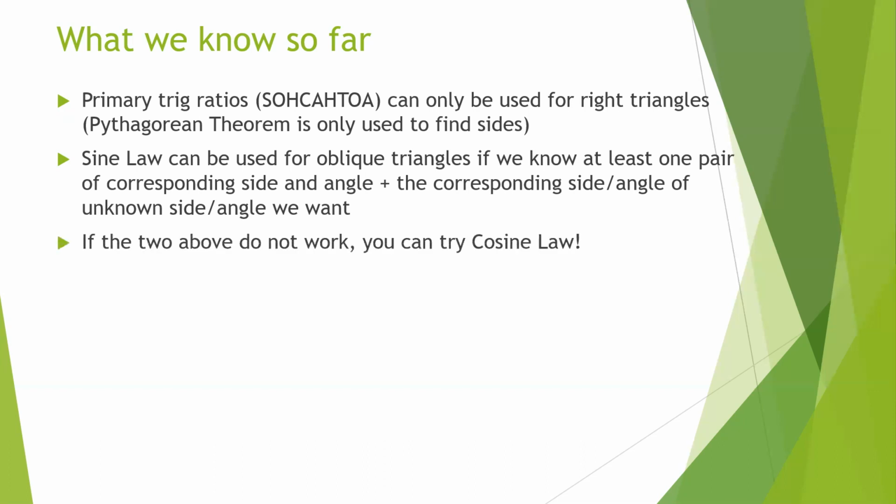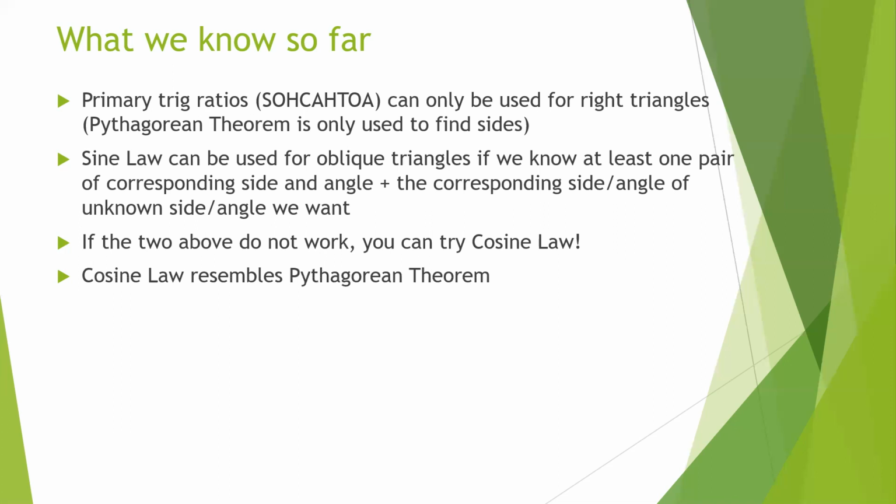So if any of these cases above don't work, if you look at this and say, okay, I tried SOHCAHTOA, it's not a right triangle, so I can't do that, and I tried sine law, but I don't have a corresponding angle and side that works, then you can try cosine law. So cosine law is basically your last alternative.